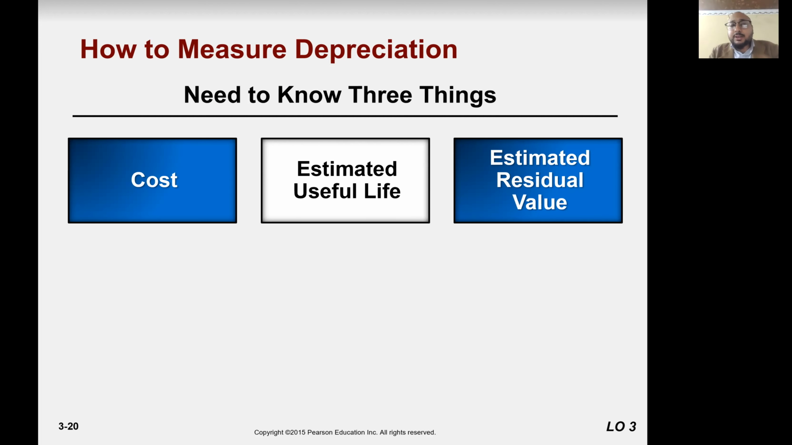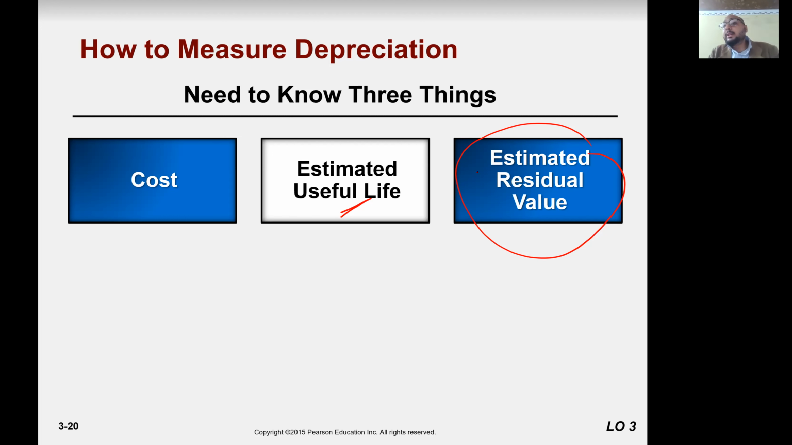How to measure depreciation? Number one, you must understand the cost, and cost includes all the money you have paid until the first-time usage of the asset. For example, if you buy an airplane, 32 million is the cost. Transportation cost would be added, installation cost would be added, inspection cost would be added, and then you come up with the cost. What is its useful life? For example, 20 years, they have mentioned that. So that would be an estimate.